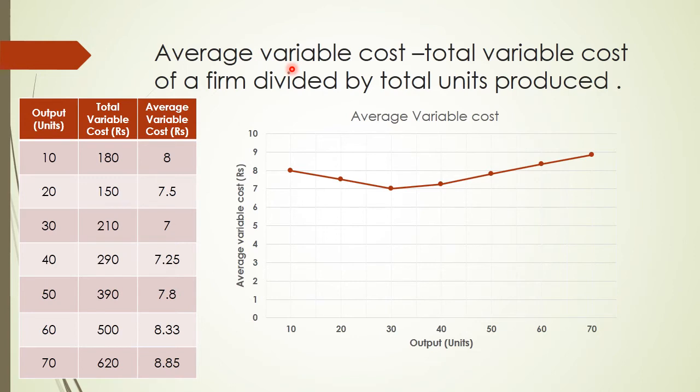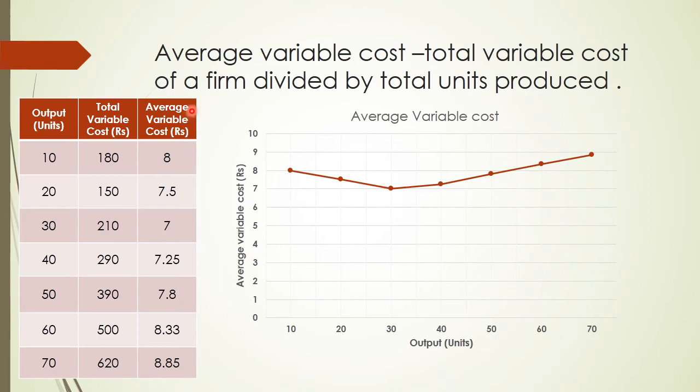Now average variable cost. So what do you mean by average variable cost? That is the total variable cost of a firm divided by the total units produced, or you can say the total variable cost divided by the total production. That is AVC is equal to TVC upon TP, that is total variable cost upon total production.